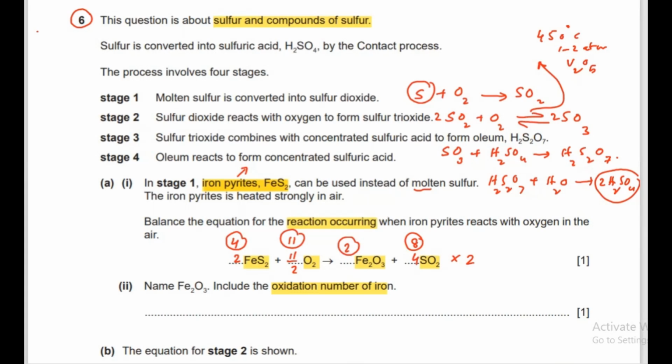Name Fe2O3, including the oxidation number of iron. If we look at the oxidation number of iron, we know that the sum of oxidation states in a compound is 0. The oxidation state of oxygen is -2, so the sum of 3 oxygen atoms is -6 here. If you multiply 2 with 3, we will get +6. So +6 minus 6 is 0. It means the oxidation state of iron in this compound is 3. So the name of this compound is iron(III) oxide, where 3 is the oxidation state of iron.